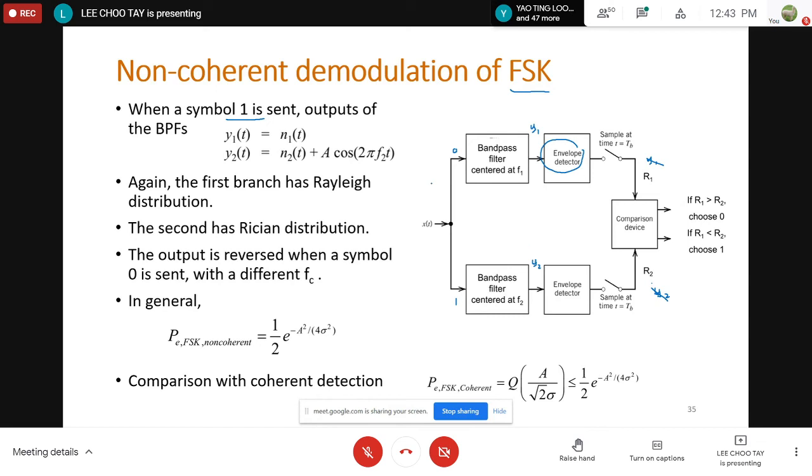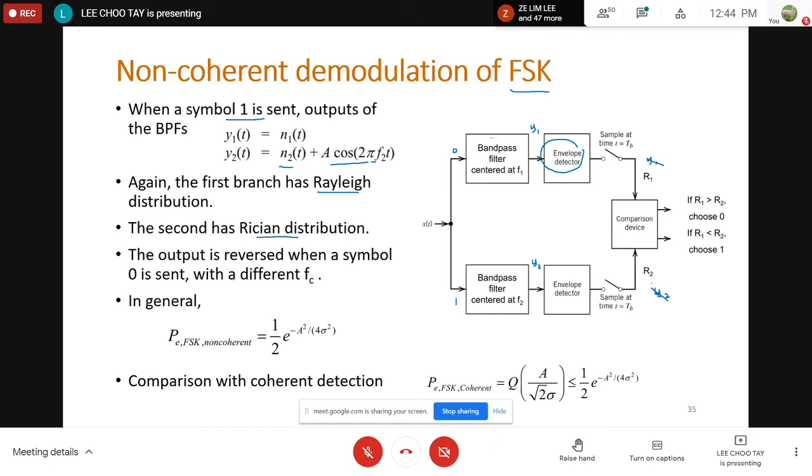So Y2 will consist of noise as well as the signal component, the carrier component for binary 1. Again, if you look at the distribution of the signal for these two paths, this one only consists of noise, therefore the distribution is Rayleigh. The second path has noise as well as the carrier component, so the distribution is again Rician, similar to the ASK.